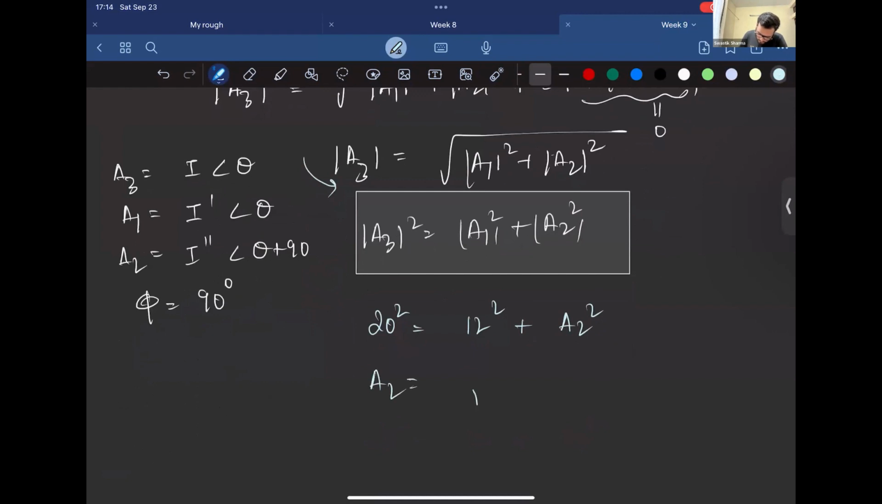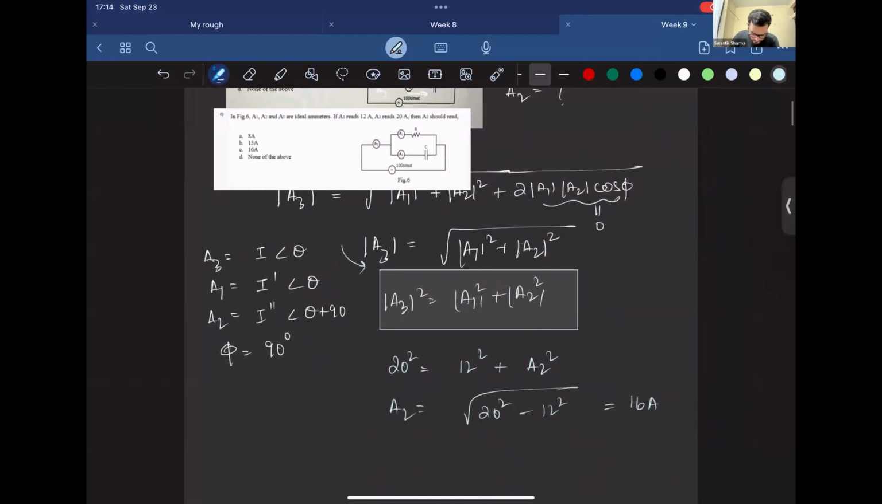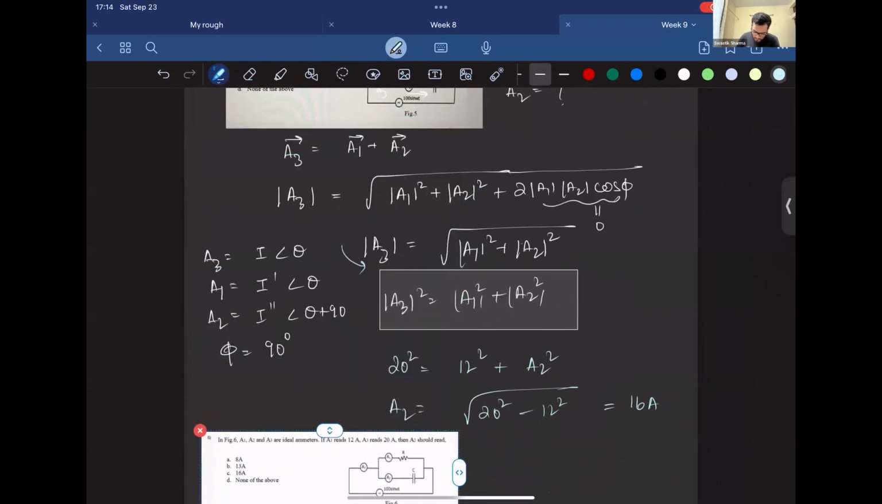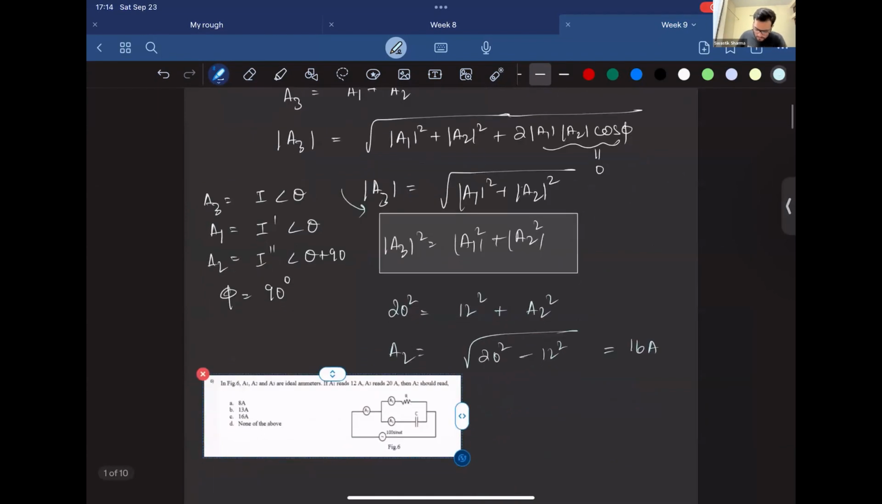So A2 would be what? 20 square minus 12 square. If you do it, it's 16 ampere only. So I don't know how you got it wrong. Last class also I told this, that A3 is nothing but the square root of A1 square plus A2 square.